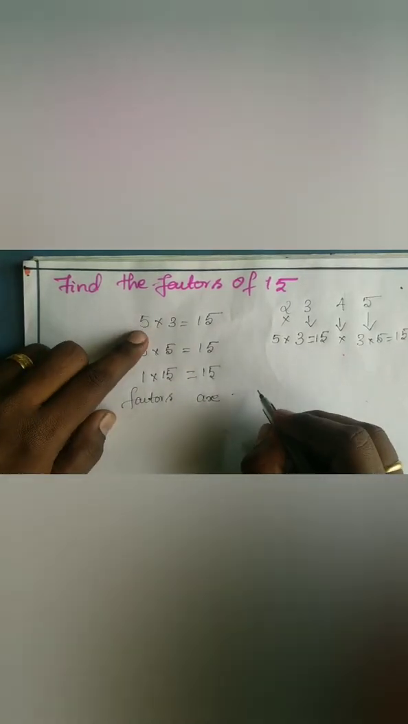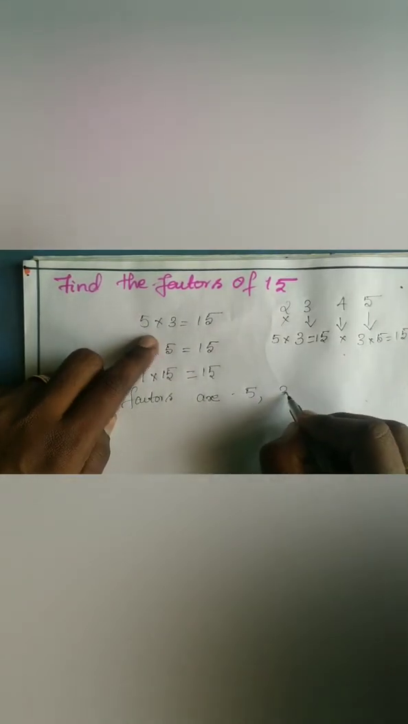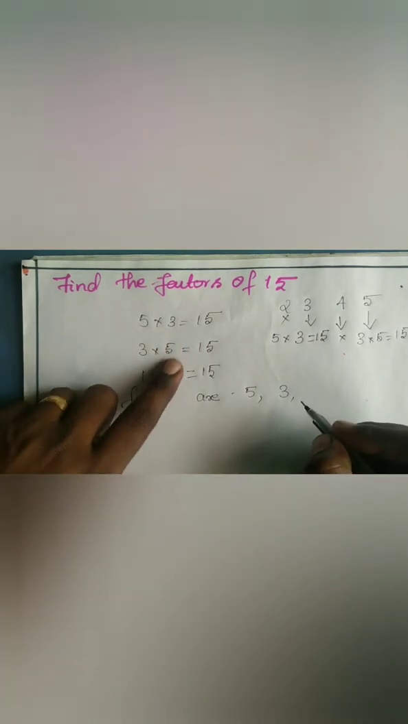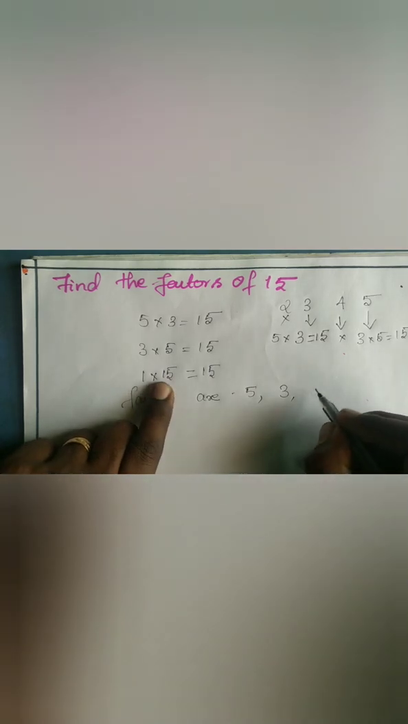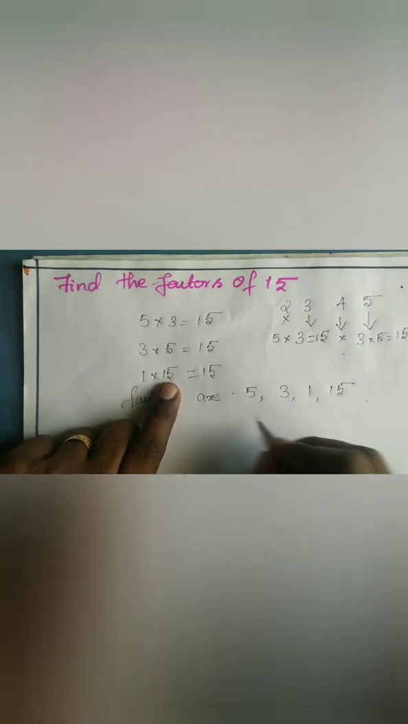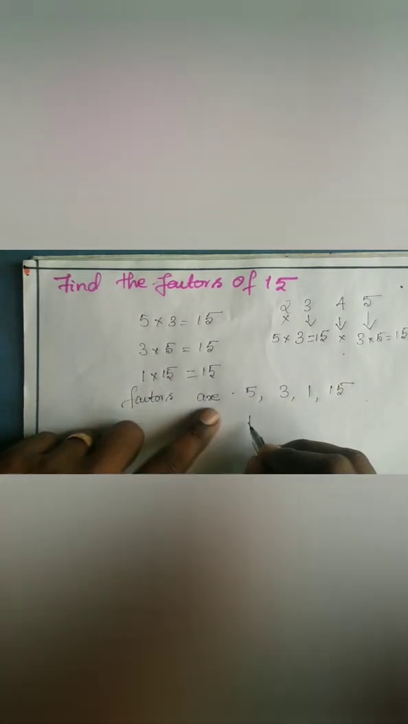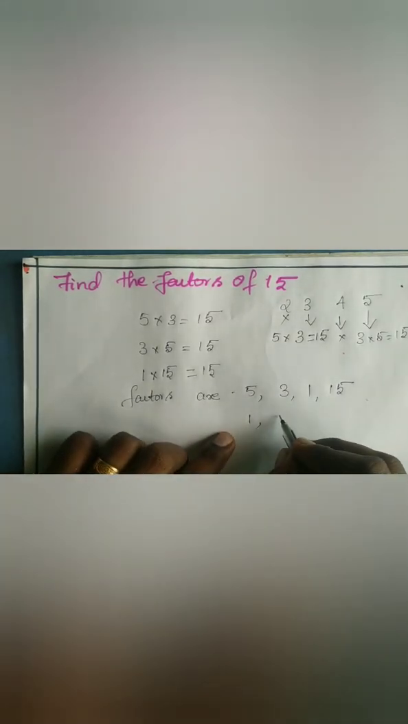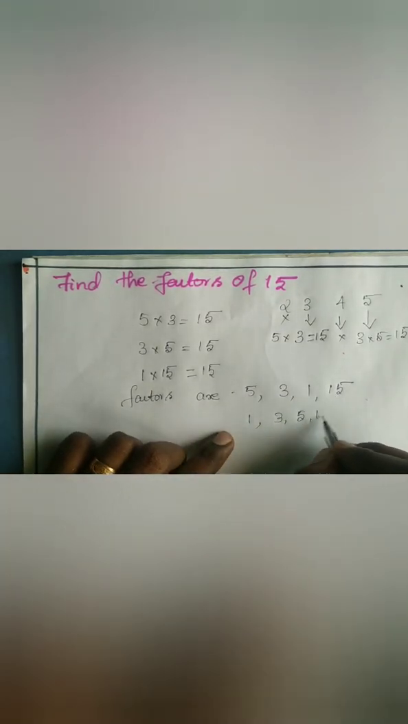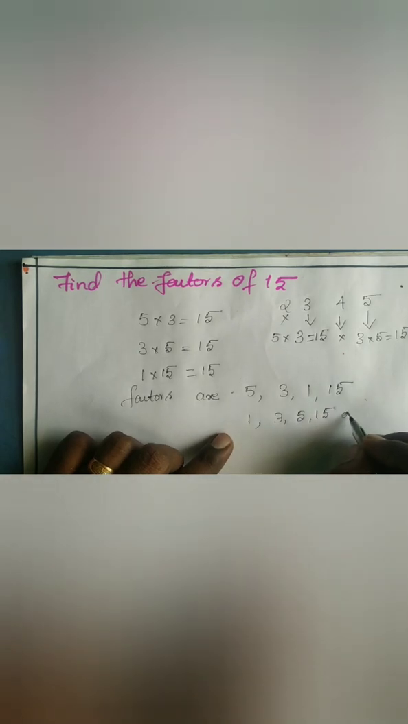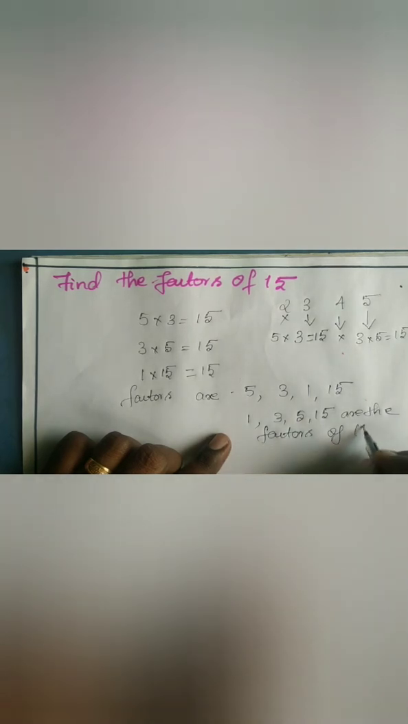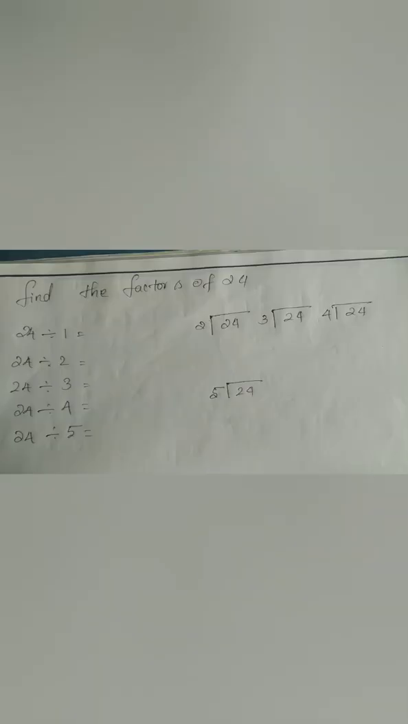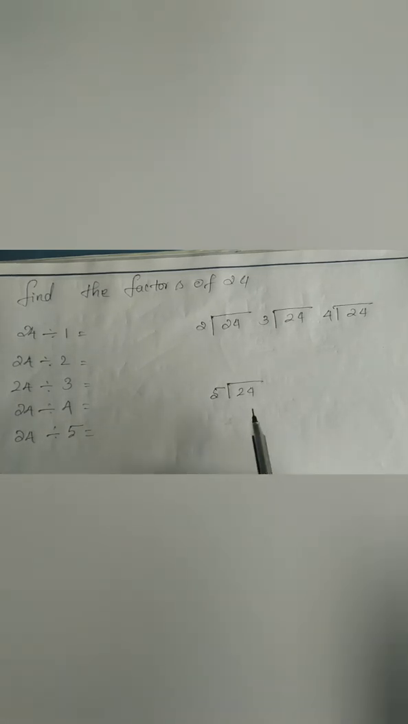So, we can start from here. 5, 3, again 3 and 5 is repeating, so leave it here. Then 1, 15. So, just arrange in ascending order according to the numbers. 1, 3, 5 and 15 are the factors of 15. Guys, are you clear? Yes? So let's move on to our next example.